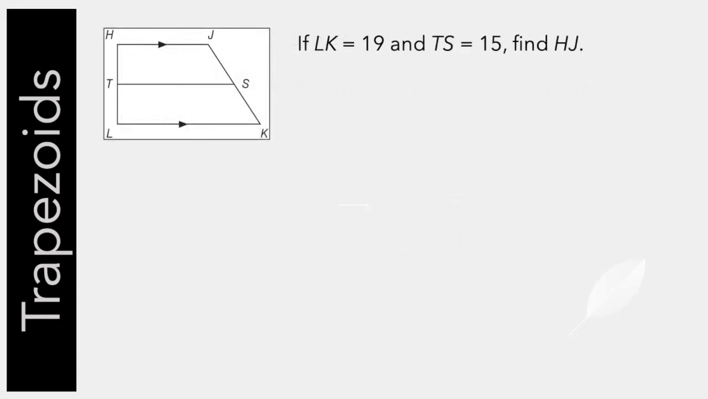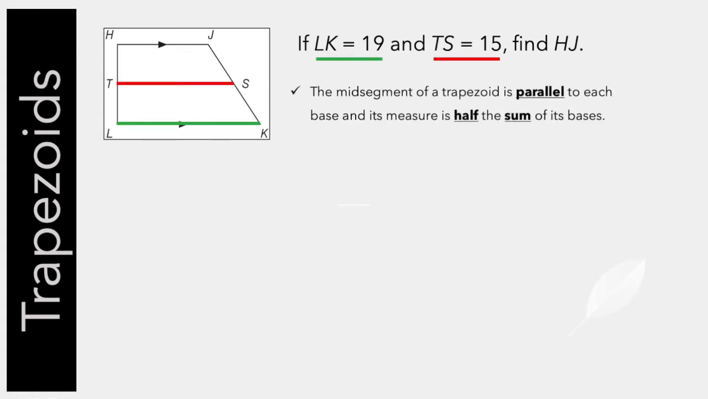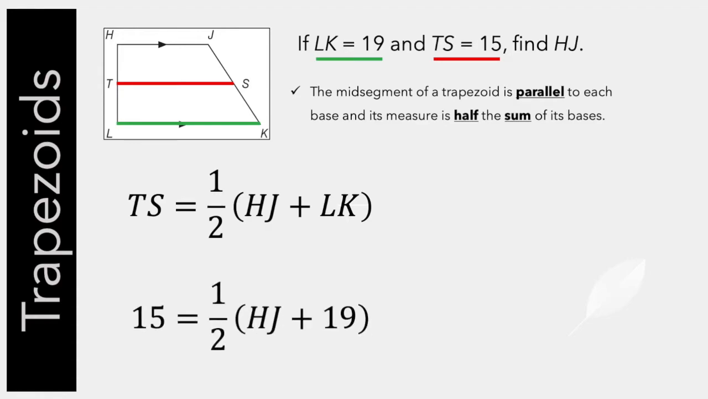Let's try another one. If LK equals 19 and TS equals 15, then we need to find HJ. Now we know the midsegment of a trapezoid is parallel to each base, and its measure is half the sum of its bases. So TS is half the sum of HJ and LK. So we can plug in what we know. TS is 15, LK is 19. We're looking for HJ. Let's multiply both sides by 2 to get rid of that fraction. So we get 30 equals HJ plus 19, so HJ equals 11.